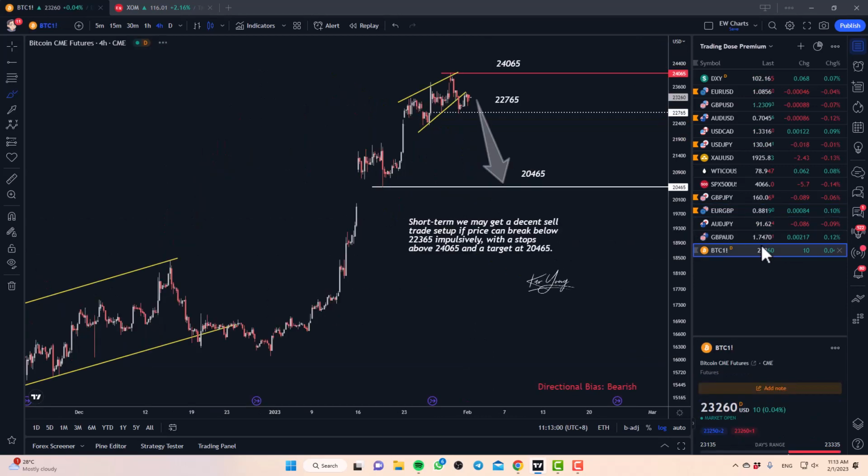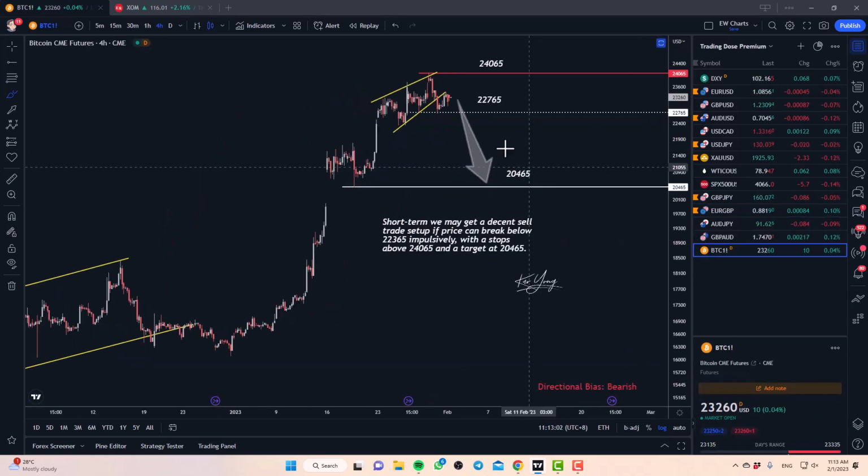And last but not least over here, just to mention, is Bitcoin. Okay, we're still seeing this little crawl diagonal setup. The market did break below that trend line a little bit, does a little bit of retest. If we can get an impulsive break below 227650, we might get a short-term sell opportunity with a target at 20465 and a protective stop just above 24065, or if you're more aggressive, you can just put a stop above this little high. Right, so that's on Bitcoin analysis too.